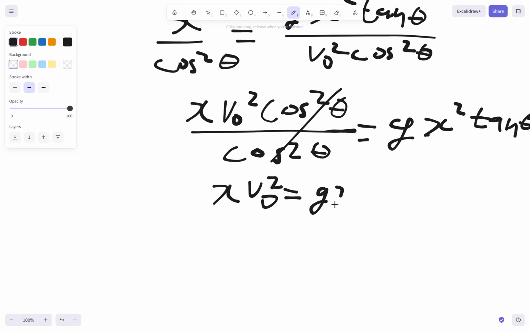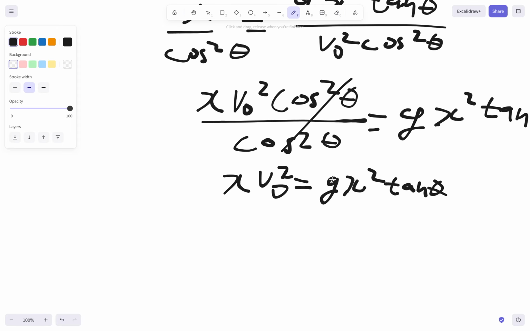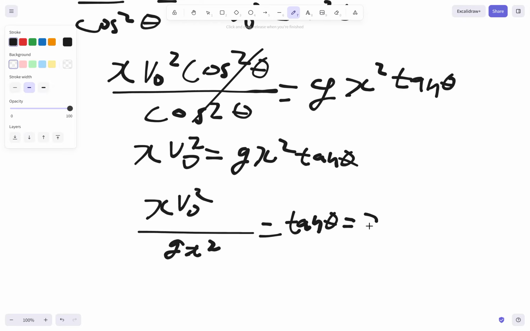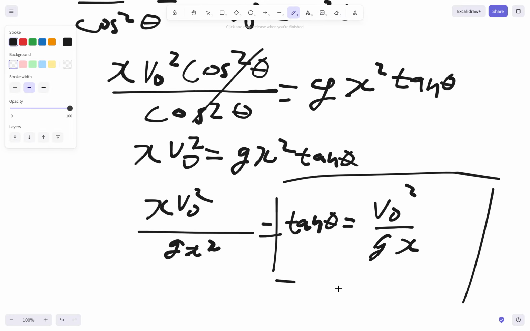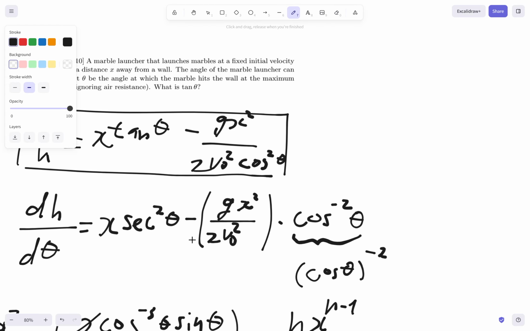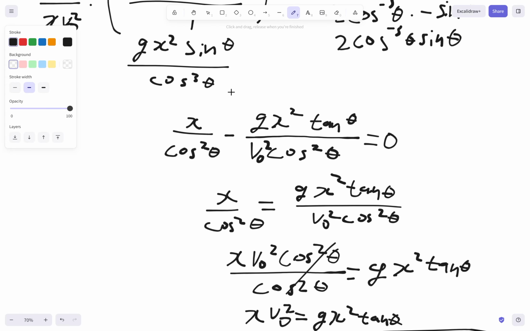So this cancels g x squared tan theta. And basically what we do here, x v0 squared all over g x squared equals tan theta, and then we just do x, but no, that cancels. v0 squared all over g x. Yeah, that's our final answer. It wants us to find tan, pretty sure. Yeah, it wants us to find tangent. So yeah, that is our answer.